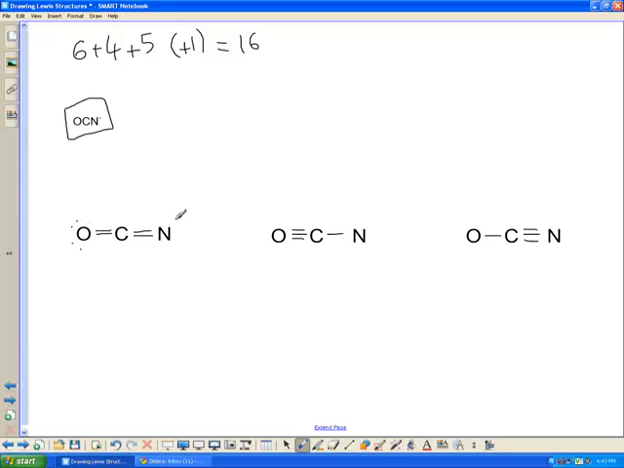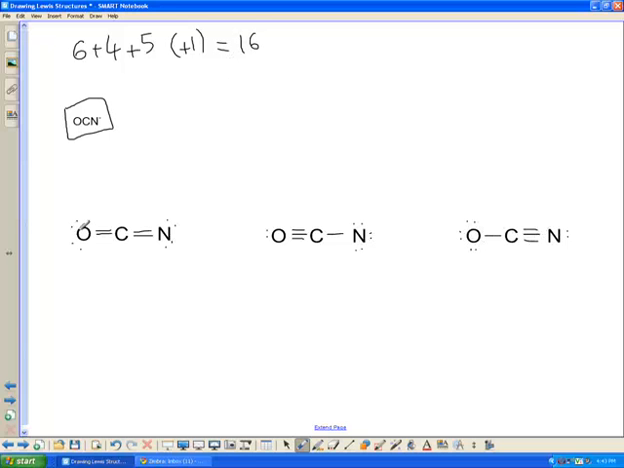Nitrogen, 4 electrons, therefore it needs 4 more. Oxygen here, 6 electrons, therefore it needs 2 more. Nitrogen here, 2 electrons, therefore it needs 6 more. Oxygen here, 1 bond, 2 electrons, therefore it needs 6 more. Nitrogen, 6 electrons, therefore it needs 2 more.